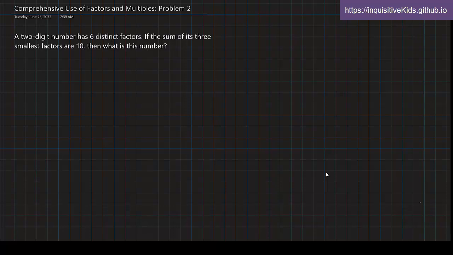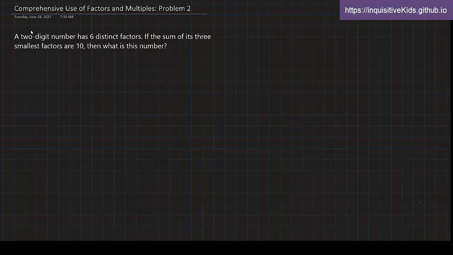Problem 2, and we are getting to the actual number sense problems now. A two-digit number has 6 distinct factors. If the sum of its 3 smallest factors is 10, then what is this number? Well, we're not given a lot of information here, which means that the most likely choice we have to solve this problem is to list out the different choices, go through each of these pieces of information, and just eliminate them.